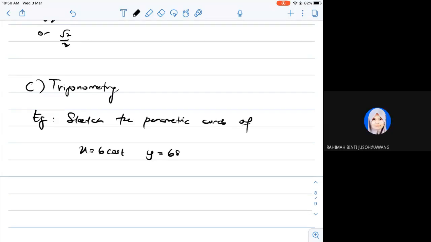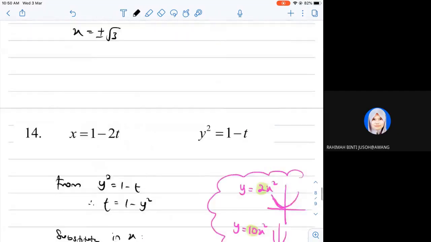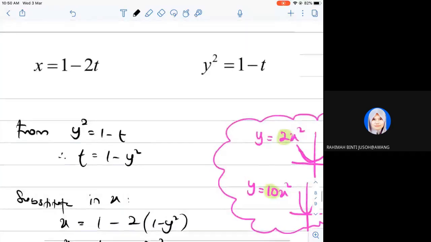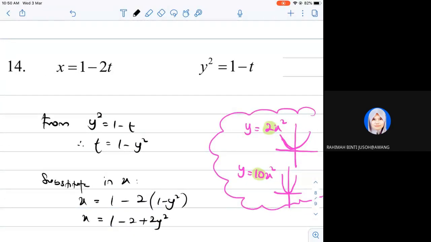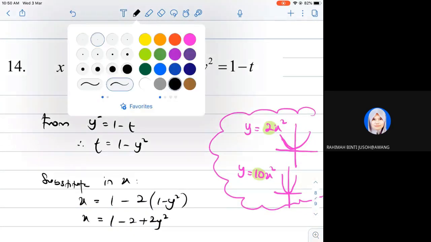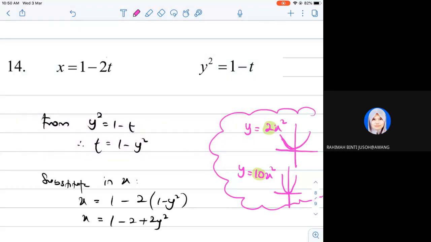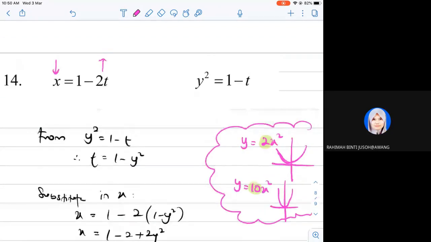Madam, untuk yang dia punya orientation tadi macam mana? Oh, orientation. Okay. Sorry, saya betul lupa. Again, look here. When t is increasing, what happened to x? Decrease. So decrease kan? Okay. Yang ni pula, kalau t ni increase, what happened to y squared? Dia special sikit, dia y squared ni.